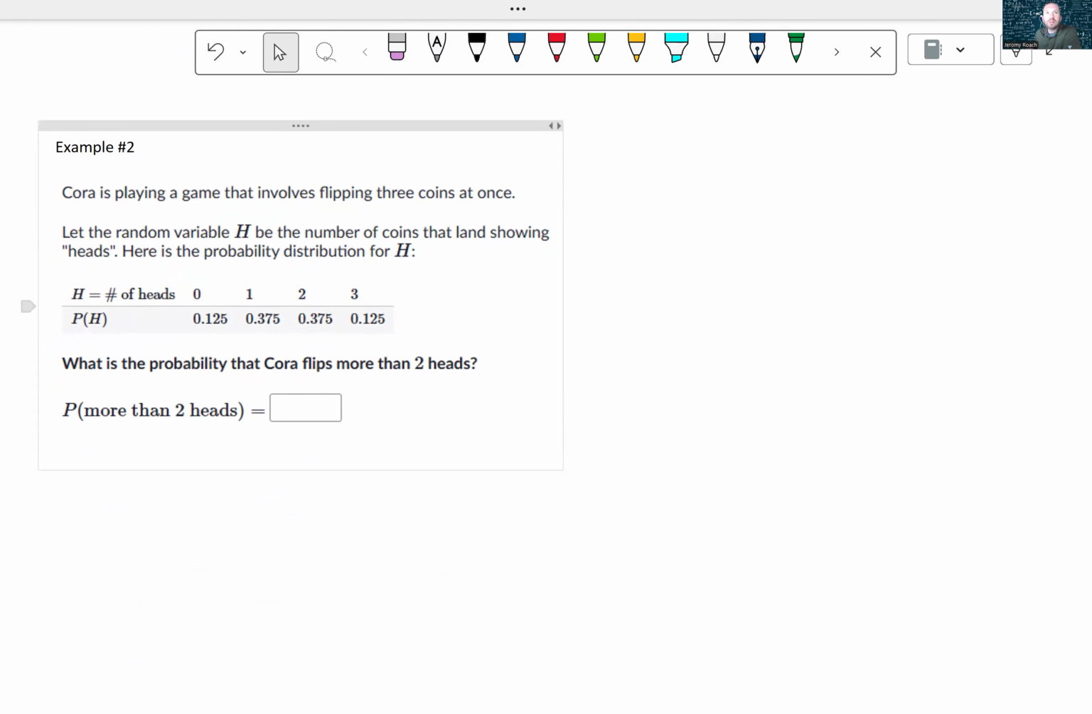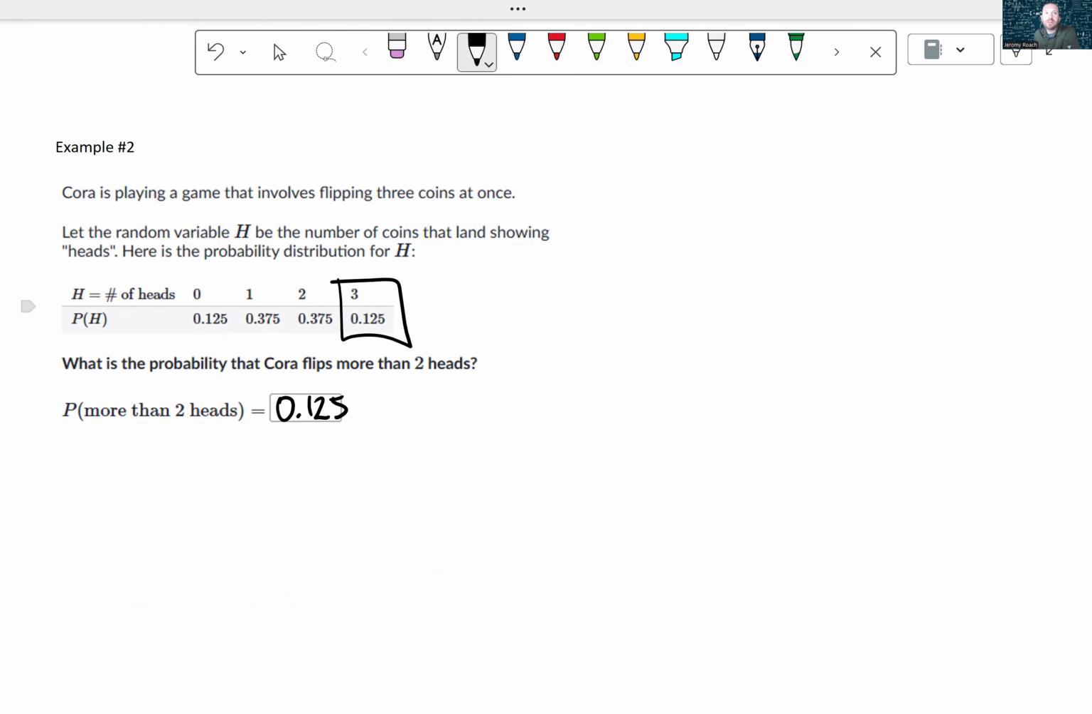Okay, this one's a little bit different, but it's kind of the same. Cora's playing a game that involves flipping 3 coins at one time. Let the random variable h be the number of coins that land showing heads. Here's the probability distribution for H. So we have number of heads, 0, 1, 2, or 3. And we have a probability for each of these outcomes already given here. So it says, what's the probability that she flips more than 2 heads? Well, more than 2 heads is just if she flips 3 heads. And it tells us clearly on the table it is 0.125 for that one.